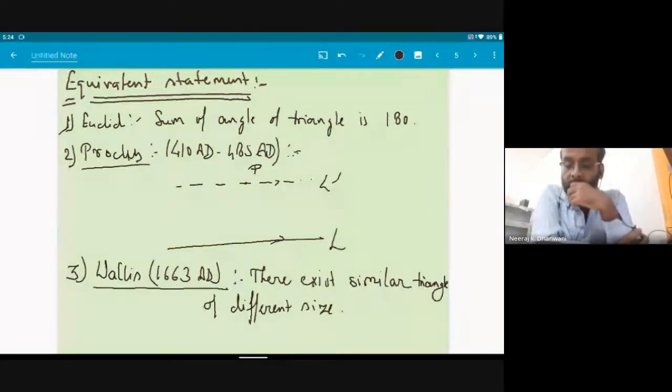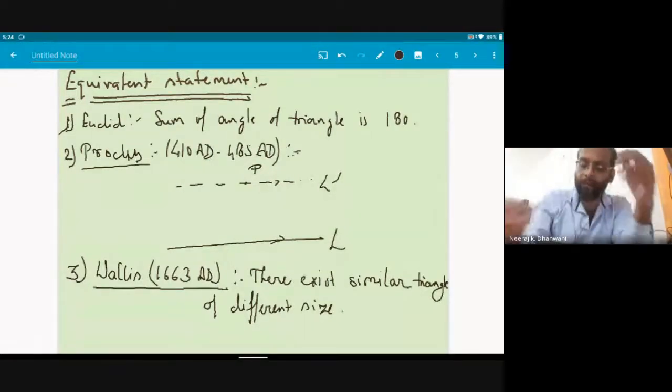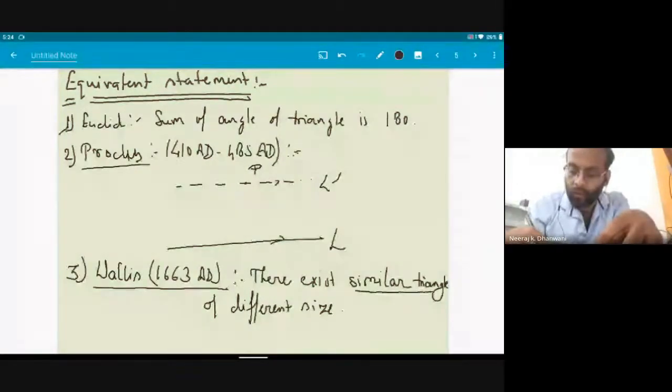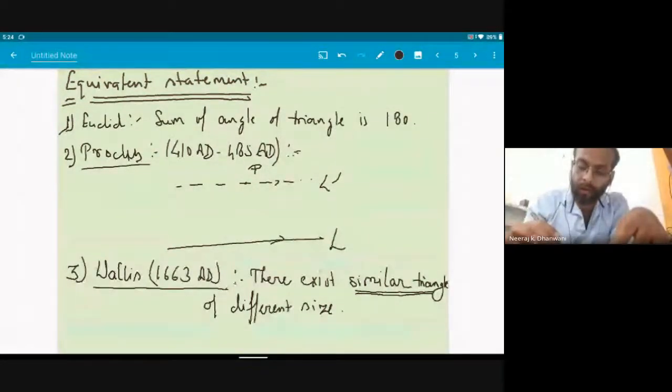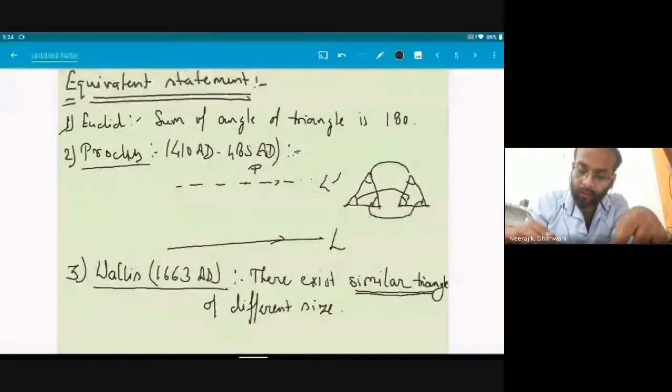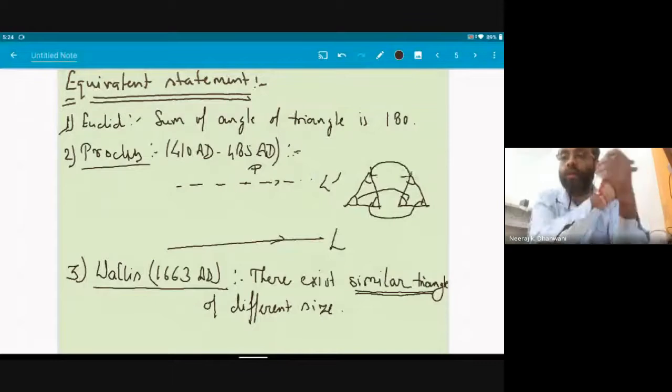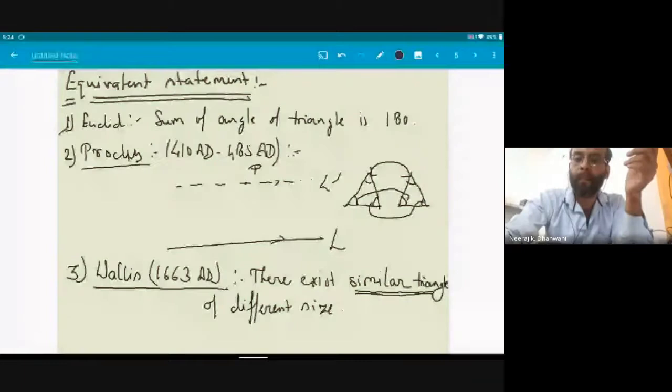Does this statement make sense? What is the meaning of similar triangles? Similar triangles are triangles whose angles are all equal. They have the property AAA. If we say two triangles are similar, it is only when their corresponding angles are the same. This angle is equal to this angle, and this angle is equal to this, and this angle is equal to this. Then we say these two triangles are similar.